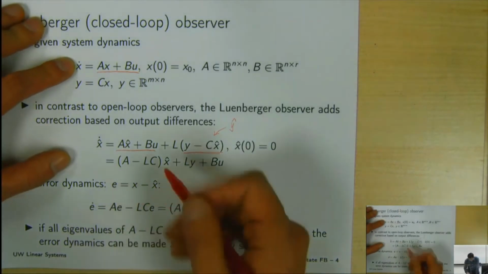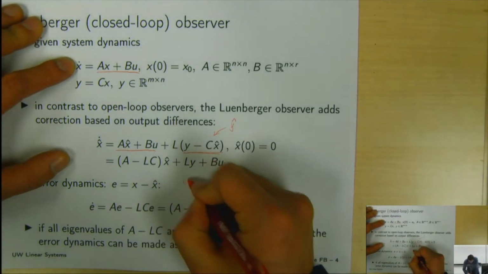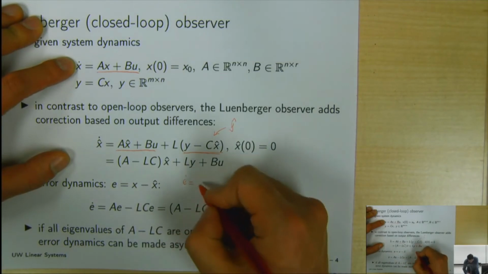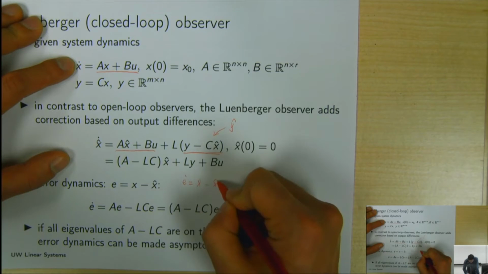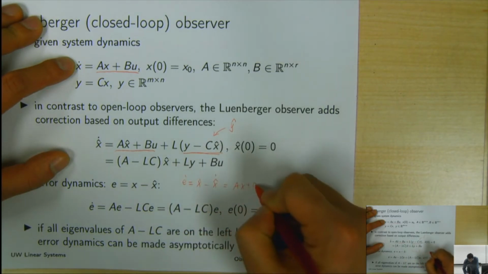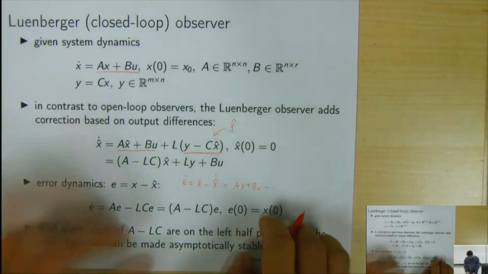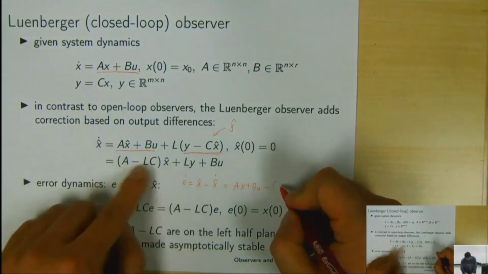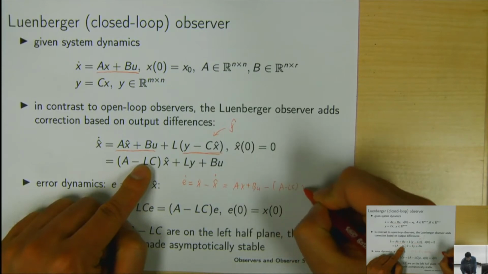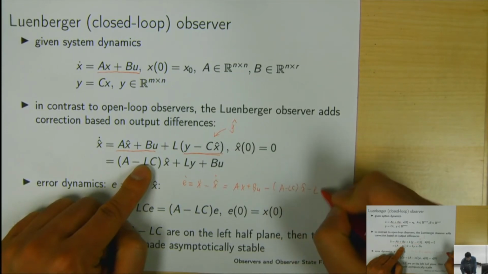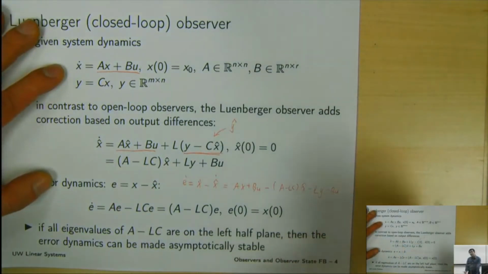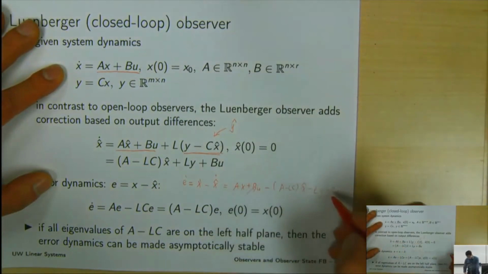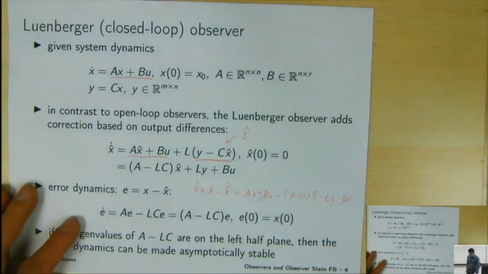So in other words, let's see, E dot is therefore X dot minus X hat dot, which is AX plus BU minus this term, A minus LC X hat minus LY minus BU. All right, so the input term is going to cancel out as the same.